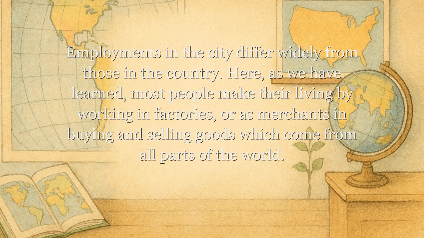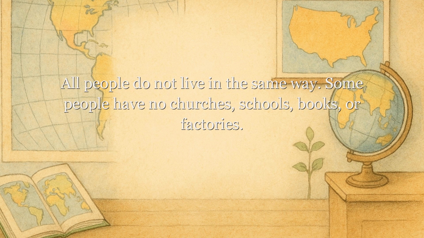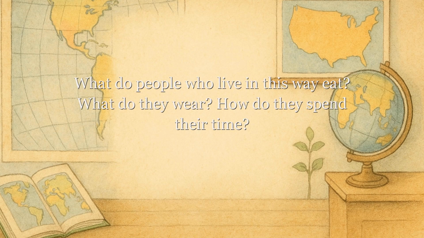Employments in the city differ widely from those in the country. Here, as we have learned, most people make their living by working in factories or as merchants in buying and selling goods which come from all parts of the world. All people do not live in the same way. Some people have no churches, schools, books, or factories. What do people who live in this way eat? What do they wear? How do they spend their time?